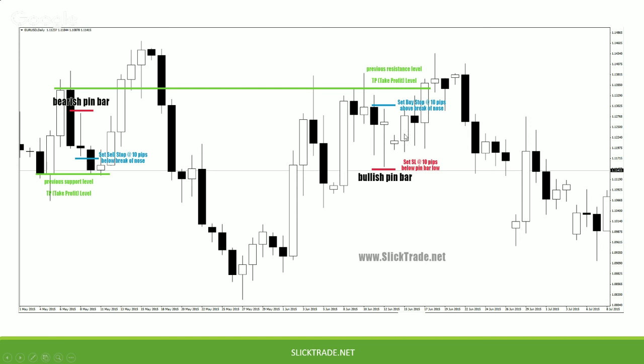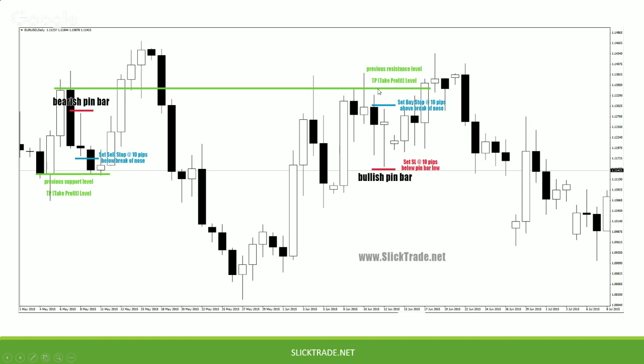Here, you would set your buy stop at 10 pips above the break of the nose. So price has to break 10 pips above. And if you notice, it doesn't for a few days. But when it does, it does head to the upside. Now you set your stop loss at 10 pips below that pin bar's low. So right here. If you notice, the stop loss was not hit.